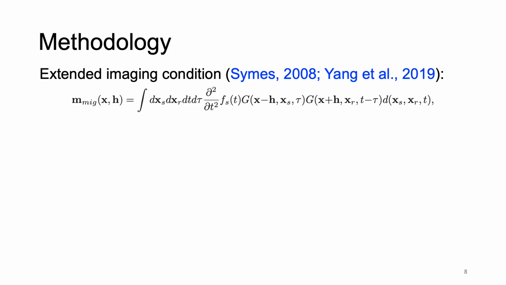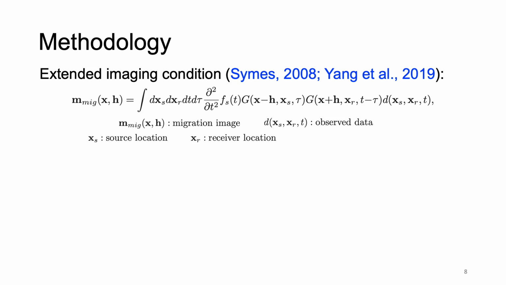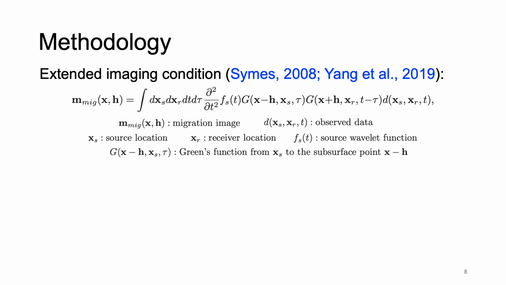This is the extended imaging condition. Mig is the migration image. D is the observed data. Xs is the source location. Xr is the receiver location. F(t) is the source wavelet function. G(x minus h, xs, tau) is the Green's function from xs to the subsurface point x minus h. And G(x plus h, xr, t minus tau) is the Green's function from xr to the subsurface point x plus h.